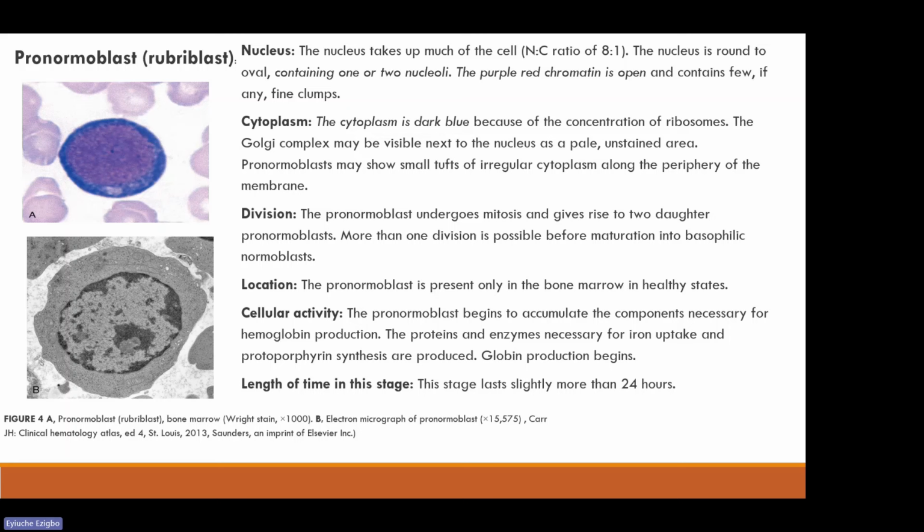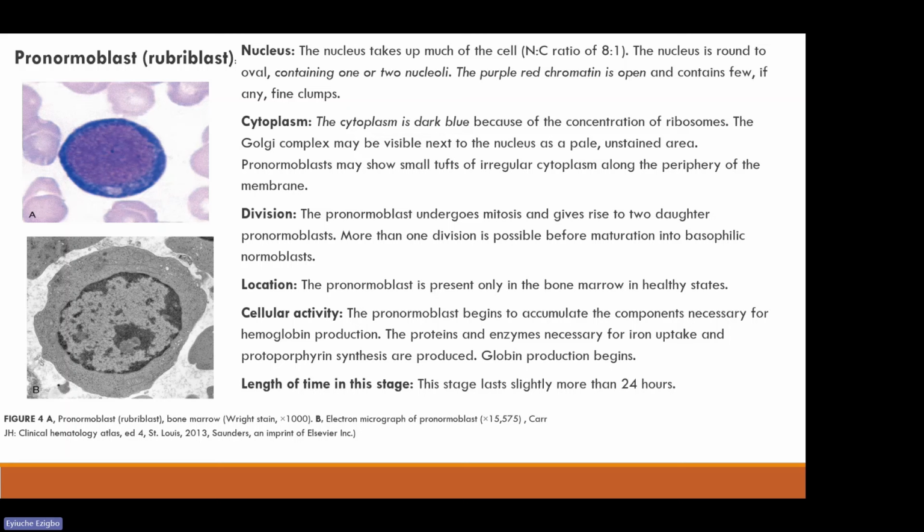How does this cell divide? The pronormoblast undergoes mitosis and gives rise to two daughter pronormoblasts, as we saw in the early diagram. More than one division is possible before maturation into the basophilic normoblast. Where are these cells located? The pronormoblast is present only in the bone marrow in a healthy state. It is supposed to be present only in bone marrow.